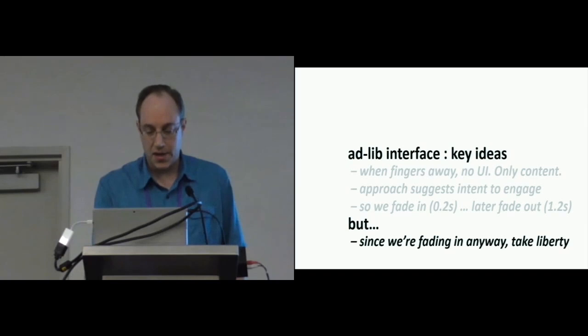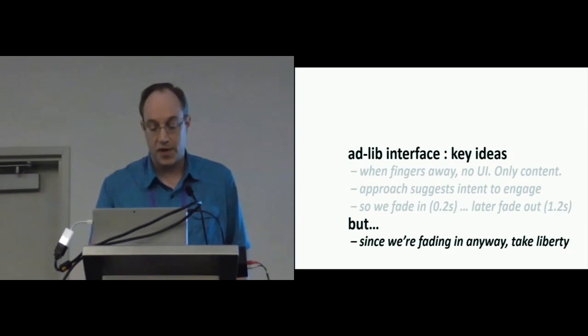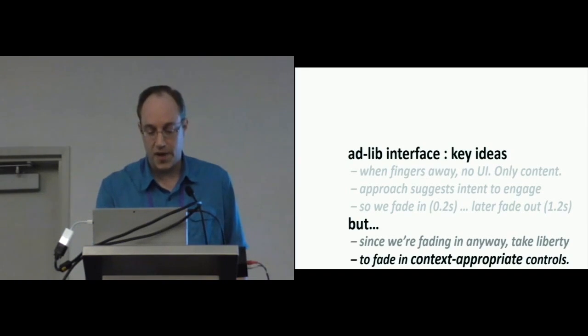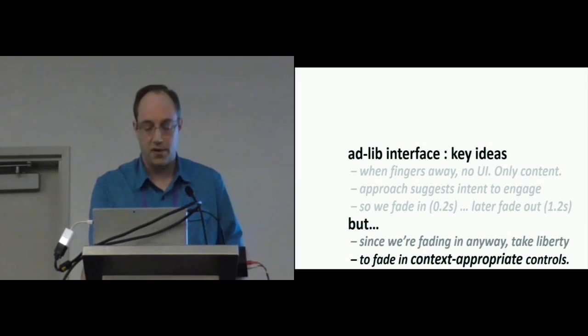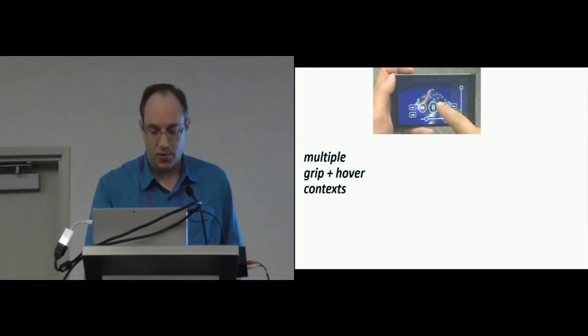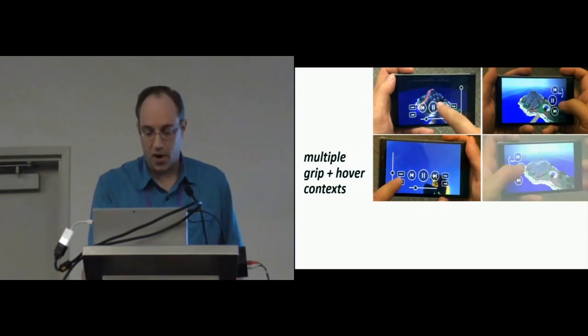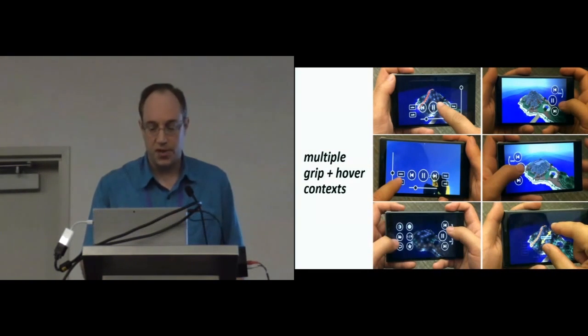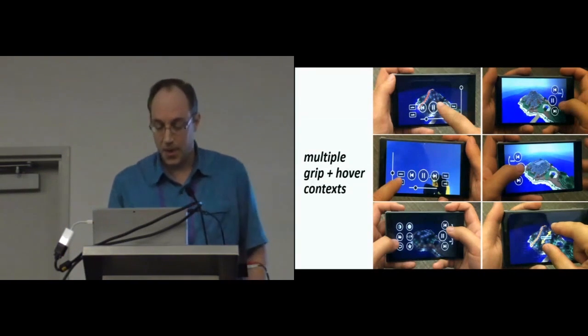But the other key idea here is that since we're fading in the interface anyway, we can take the liberty to fade in context-appropriate controls, like the one-handed version, the two-thumb version, and so forth. In fact, we have multiple grip and hover contexts, about a half dozen of them supported in the UI. So there are all these different states that the interface will morph between, based on what it's seeing from the grip and the approaching fingers: how many fingers there are, what the pose of those fingers is, and so forth. So there's a lot of richness there in what we could do. And potentially there are others we could sense as well that we currently don't.